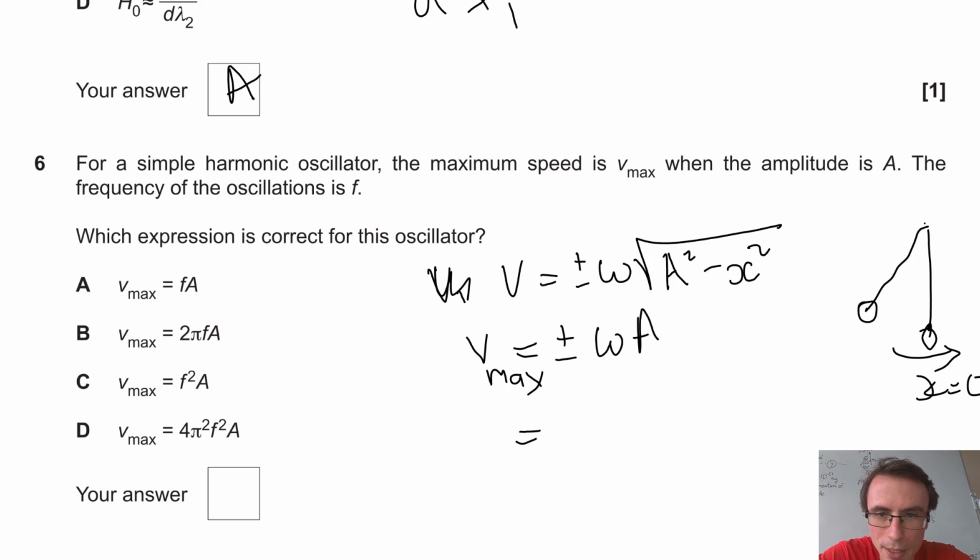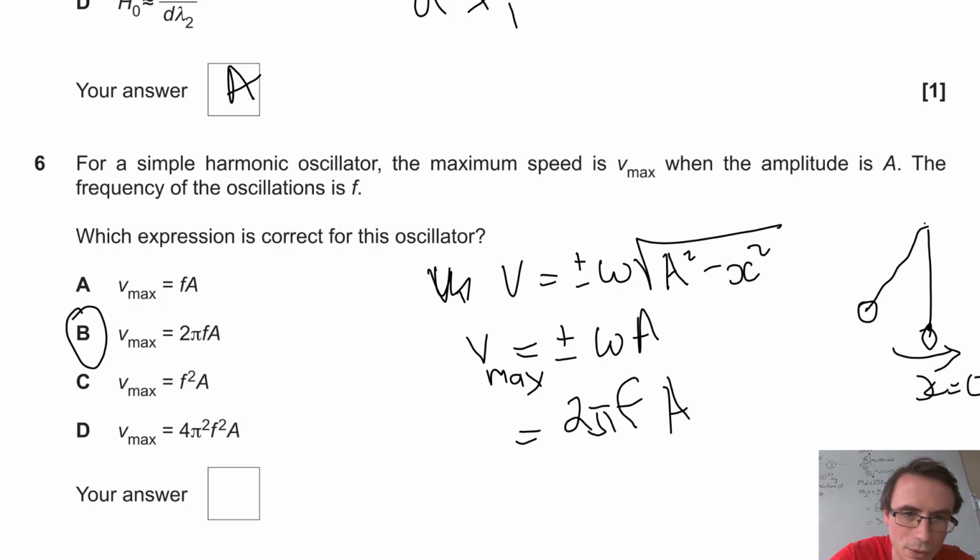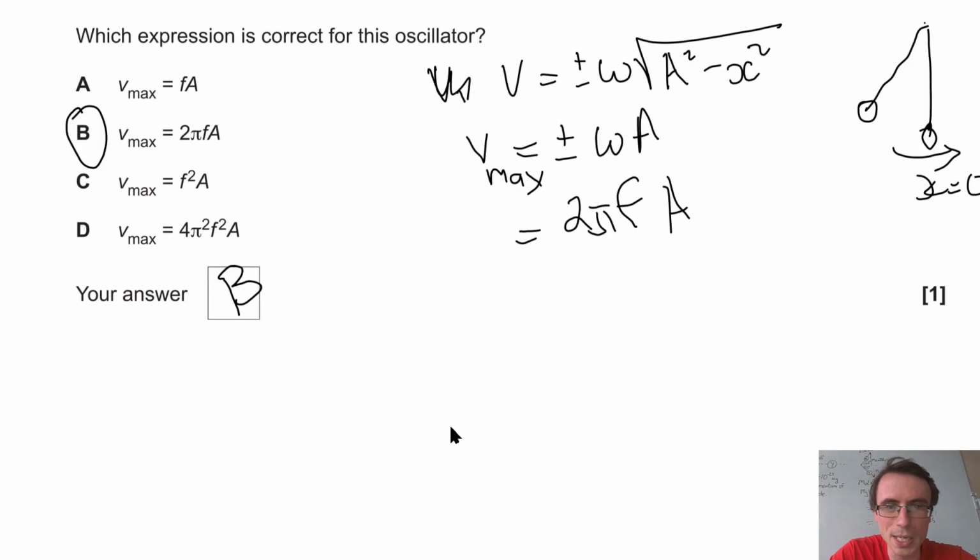K omega is 2 pi f, so this looks like it's going to be B, but let's just do a quick sanity check. This one, nope. This one, 4 pi squared f squared, nope. Yeah, correct answer is B.